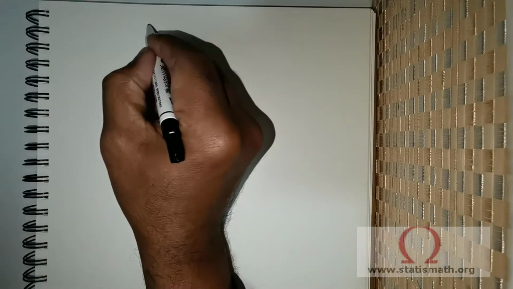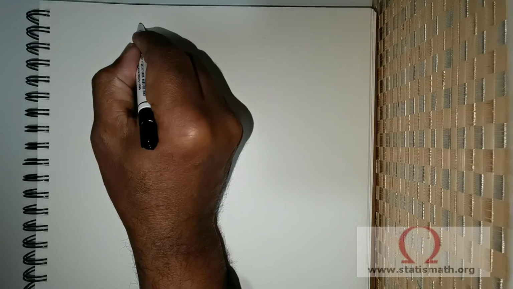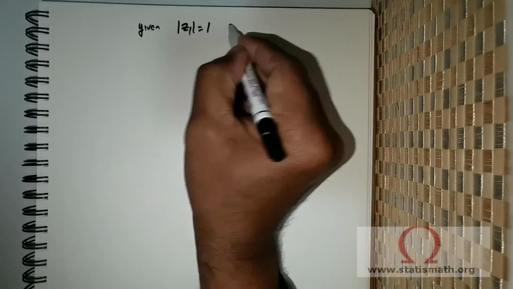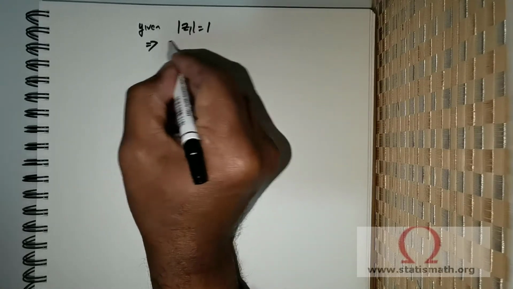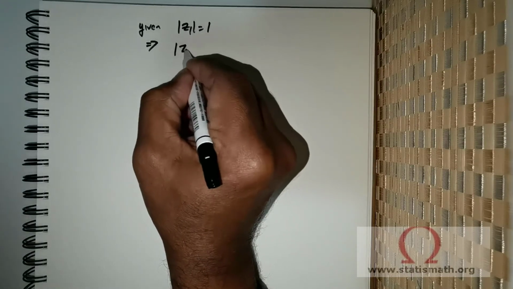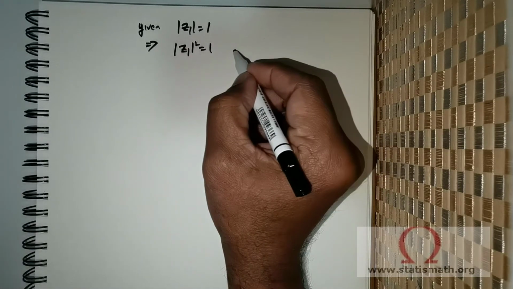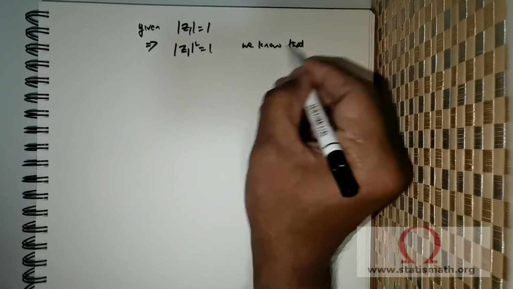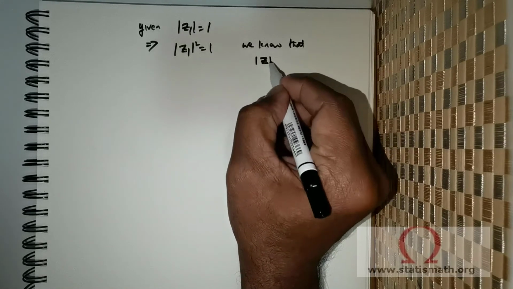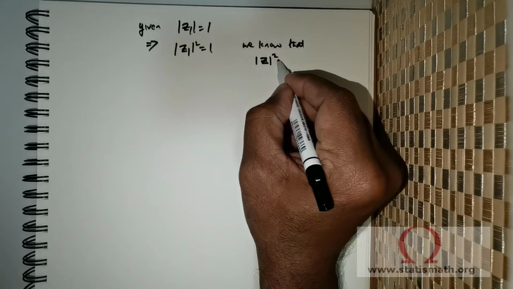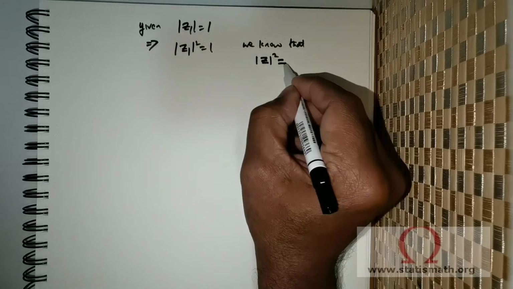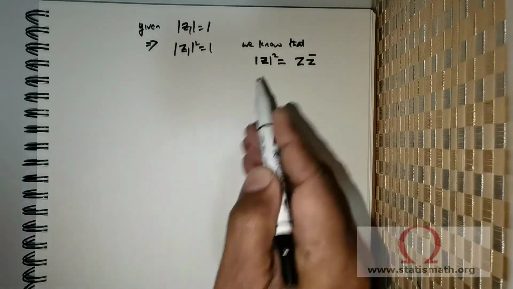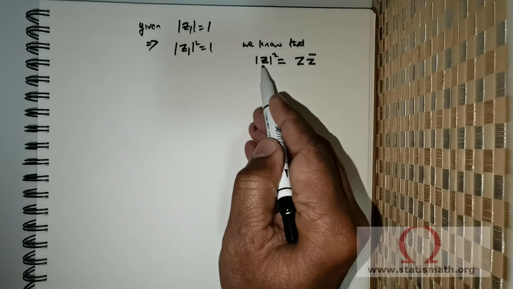So I would start off by using this relationship. We are given that modulus of z1 is equal to 1, and this would mean if I were to square both sides, I can rewrite this as modulus of z1 squared is equal to 1. Now we know that modulus of z squared is going to be rewritten as z multiplied with z bar.